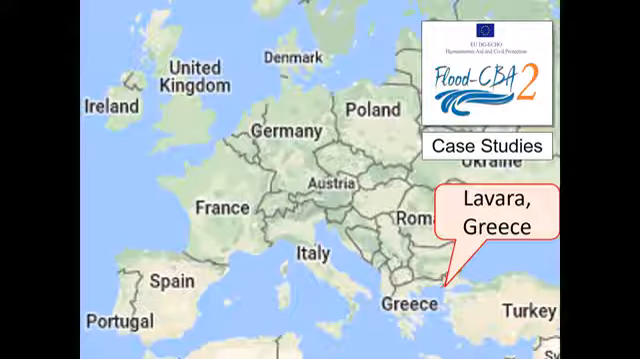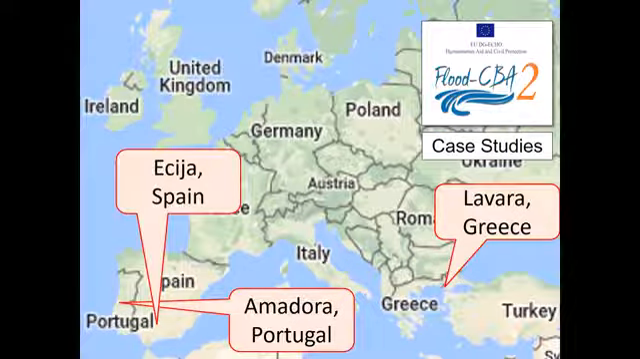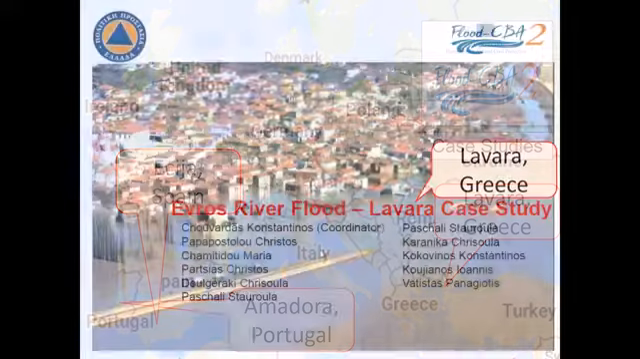This particular video tutorial concerns 3 case studies, the first in Lavara, Greece, the second in Amadora, Portugal, and the third in Écija in Spain. Each one of those has been undertaken under the Flood-CBA project.